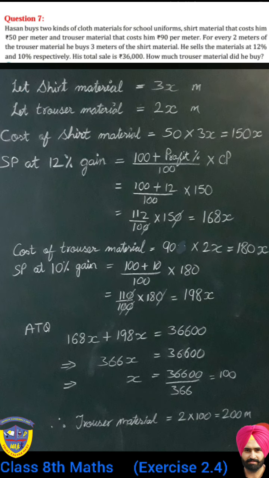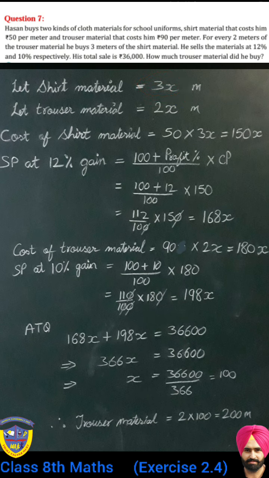Question number 7. Hassan buys 2 kinds of clothes materials for school uniform. Shirt material that costs him 50 rupees per meter and trouser material that costs him 90 rupees per meter. For every 3 meters of the shirt material he buys 2 meters of the trouser material. So let us take shirt material is equal to 3x and trouser material is equal to 2x.